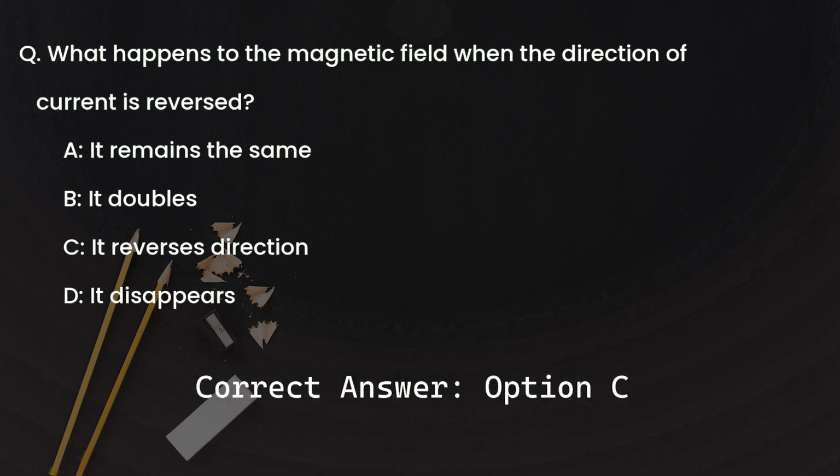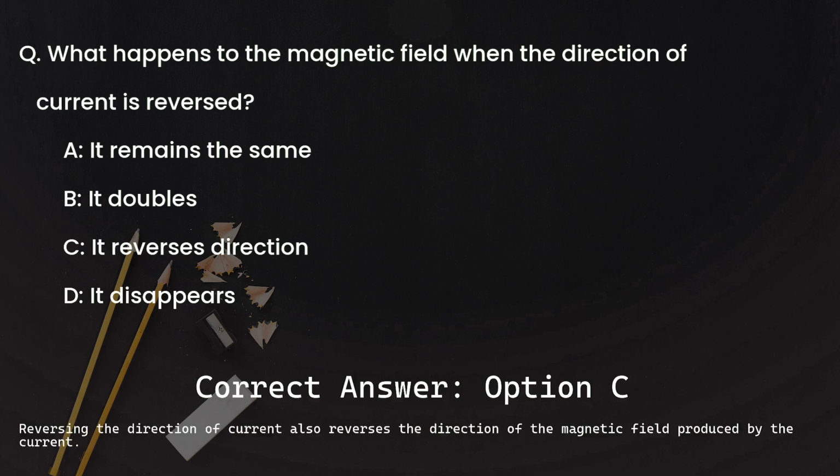The correct answer is option C, which is it reverses direction. Reversing the direction of current also reverses the direction of the magnetic field produced by the current.